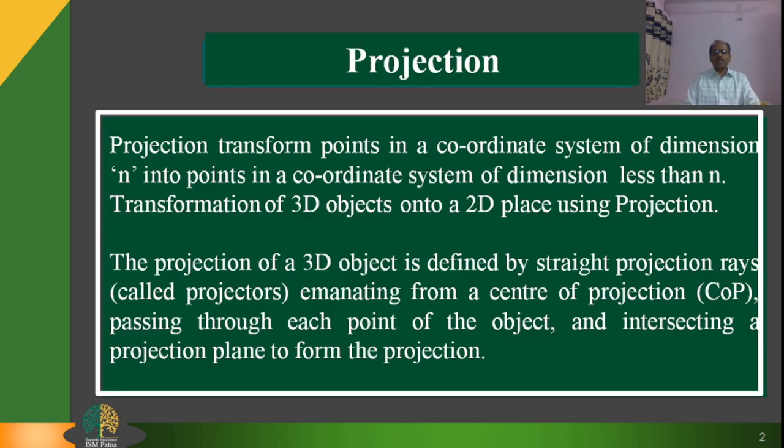The projection of a three-dimensional object is defined by straight projection rays called projectors, emanating from a center of projection, that is known as COP, which passes through each point of the object and intersects a projection plane to form the projection.